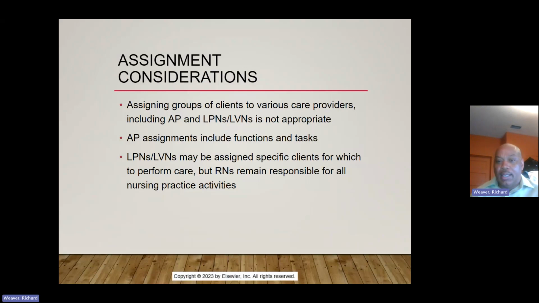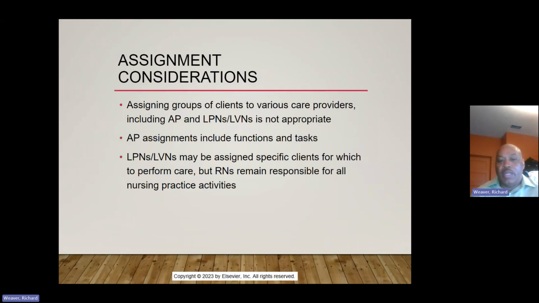Typical assignments for assisted personnel include, for example, passing out trays, which I mentioned earlier, assisting patients with activities of daily living. This is a part of the job description. This is what they're hired for. Transporting patients, stocking supplies. These things do not need to be delegated. And completing delegated tasks for the RN. It all falls under that umbrella of an assignment.